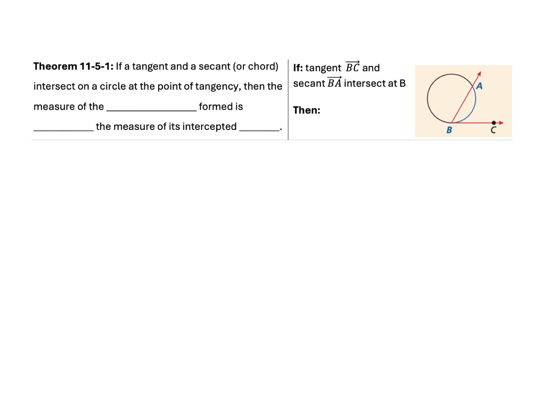lines can intersect. For our first theorem, we're looking at a tangent and a secant or a chord that intersect on a circle. Let's underline that. Tangent and a secant or chord intersect on a circle at the point of tangency. If that's the case, then the measure of the angle that's formed is going to be half the measure of its intercepted arc.